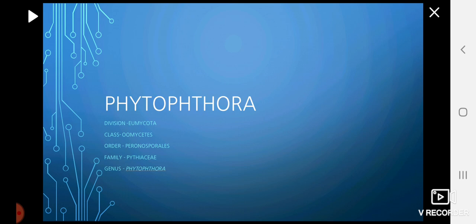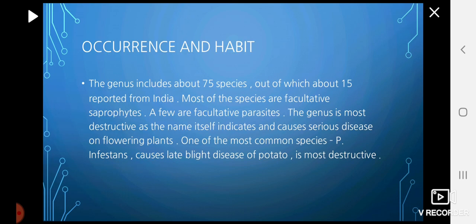Phytophthora belongs to division Eumycota, class Oomycetes, order Peronosporales, family Pythiaceae, and genus Phytophthora. First of all, we'll discuss its occurrence and habit. This genus includes 75 species, out of which 15 are reported in India.